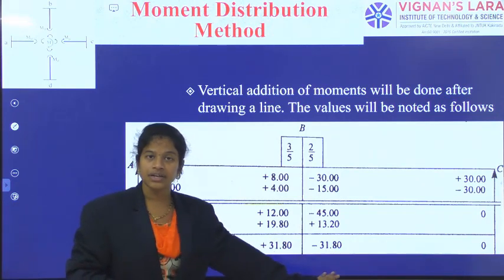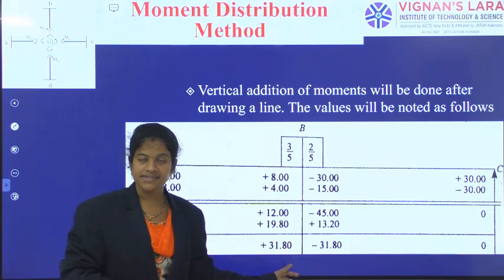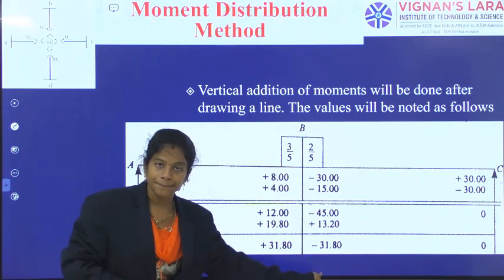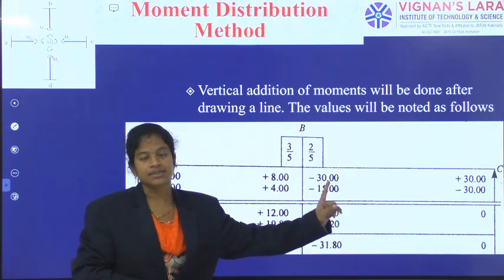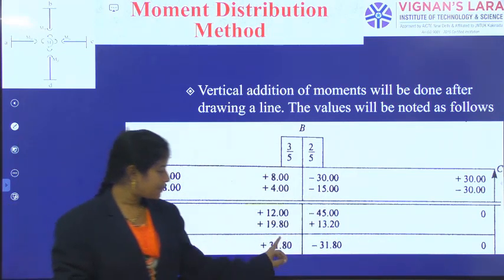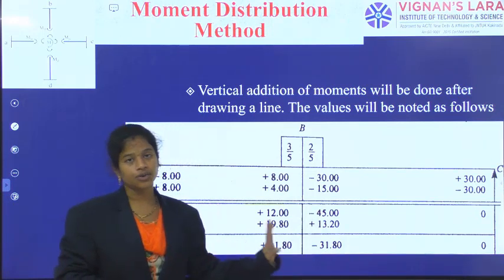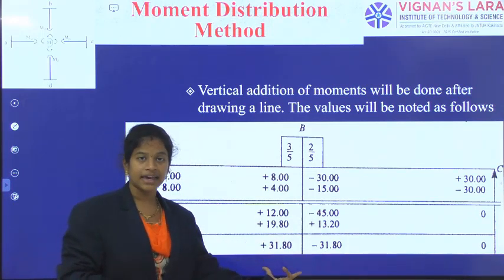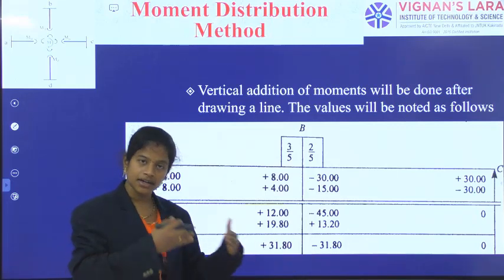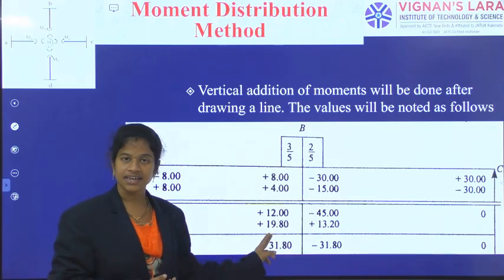So when you observe here, once you do this step, if you have observed MBA plus MBC becoming equal to 0, you can stop the calculation. Otherwise, again, the remaining unbalanced force, again 2/5 and 3/5 like that, we should complete the next cycle.